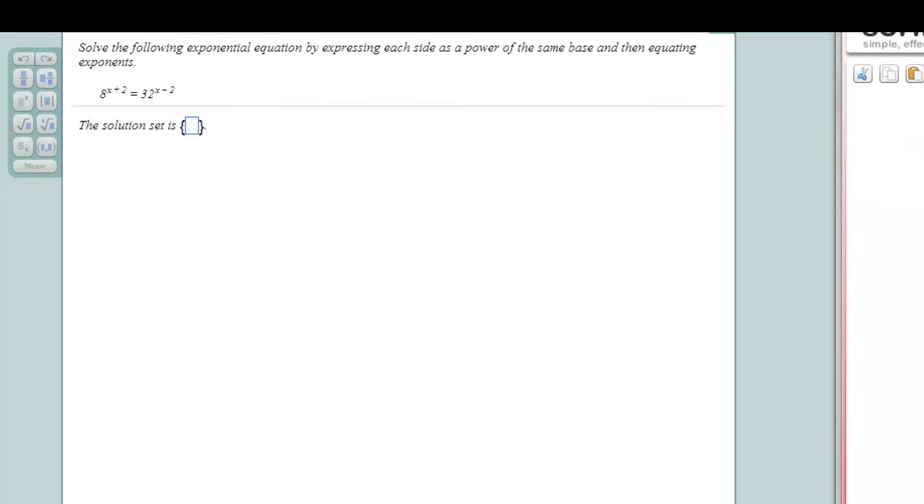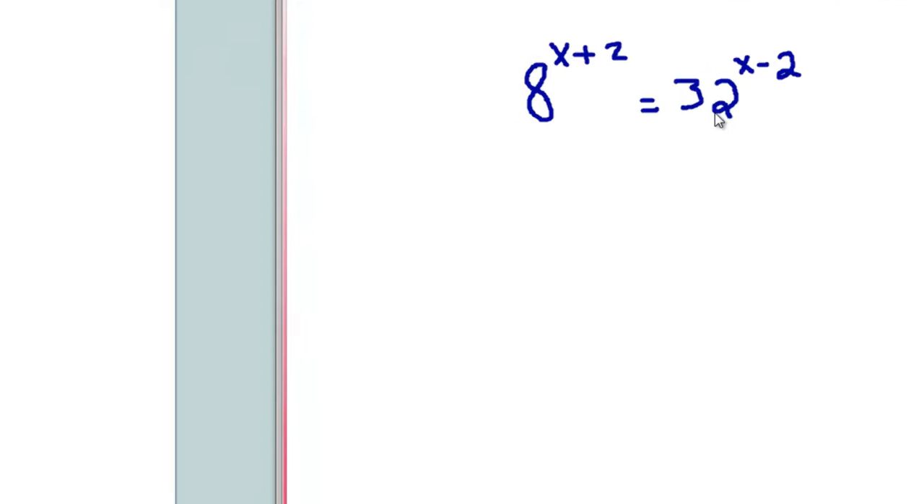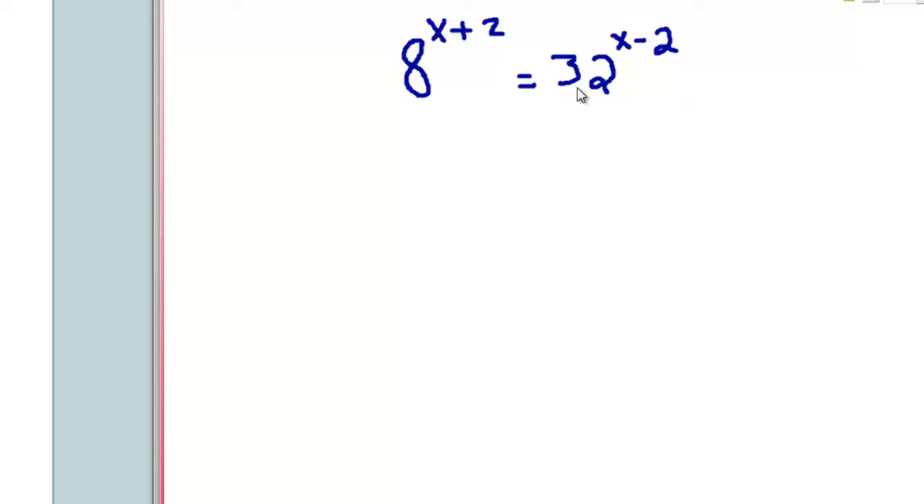So for this one here, let's see here. Solve the following exponential equation. Okay, but it says each side has a power of the same base. Okay, well that's not too bad. Well, let's think about that. We have an 8, we have a 32. So those two, just by looking at the directions, they probably can be written with the same base.